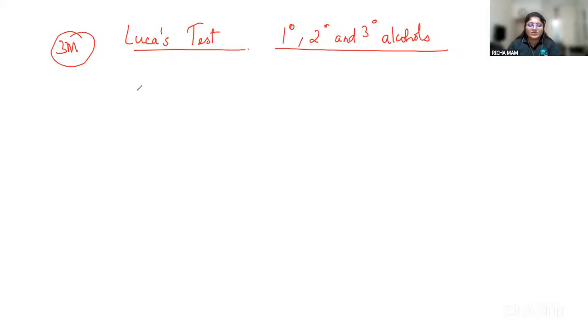What is the Lucas reagent? First question. Lucas reagent consists of concentrated HCl plus anhydrous ZnCl2. So that is your Lucas reagent. And how can you distinguish the alcohols with it?